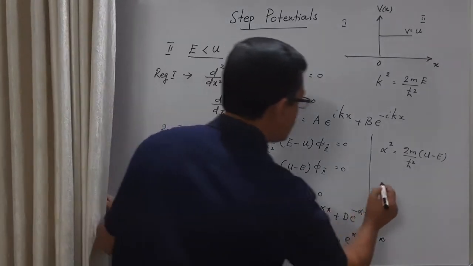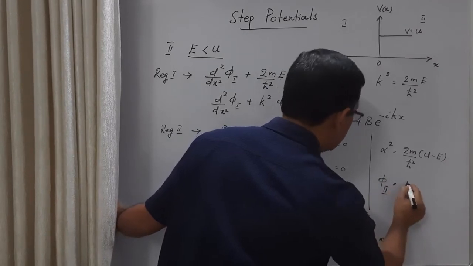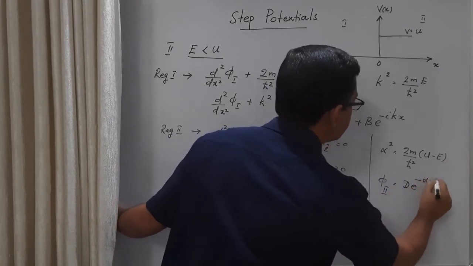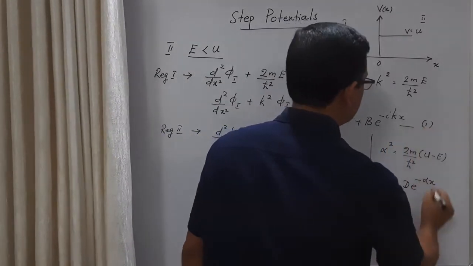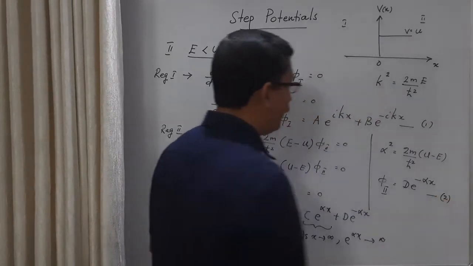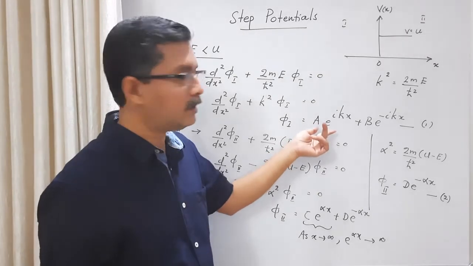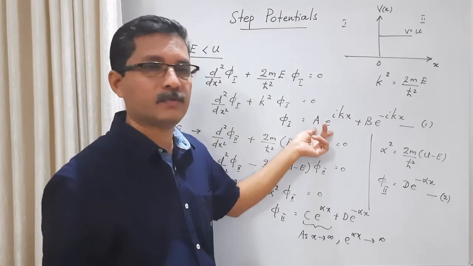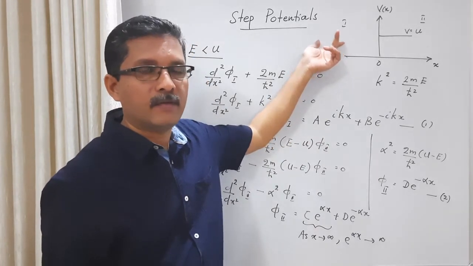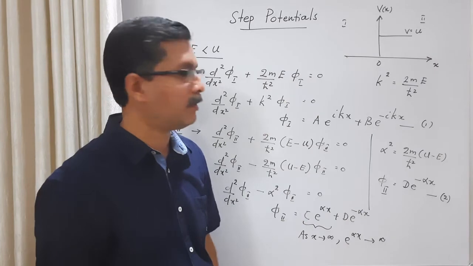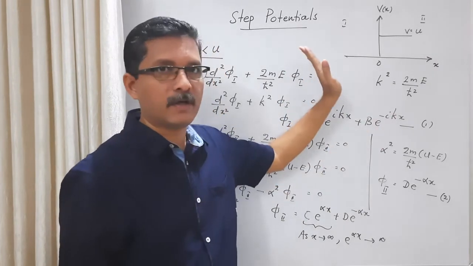Then what is the expression for phi 2? Phi 2 we can write as d e raised to minus alpha x. So this is phi 1, let me call it equation 1, this is equation 2. So phi 1 is essentially an oscillatory solution, a sinusoidal or simple harmonic type solution. That means we have a wave here, a traveling particle here. A harmonic wave represents a traveling particle. So this is the incident wave, this is the reflected wave, that's fine.